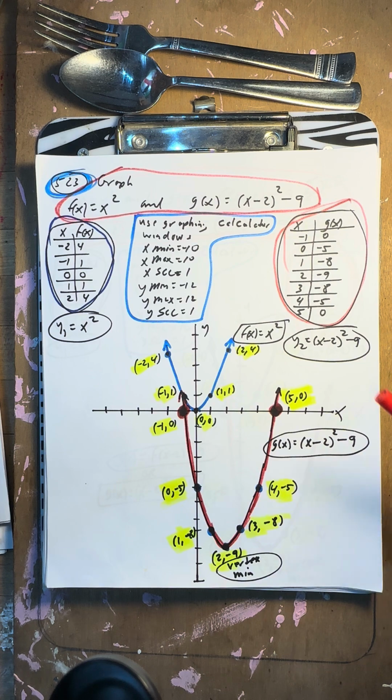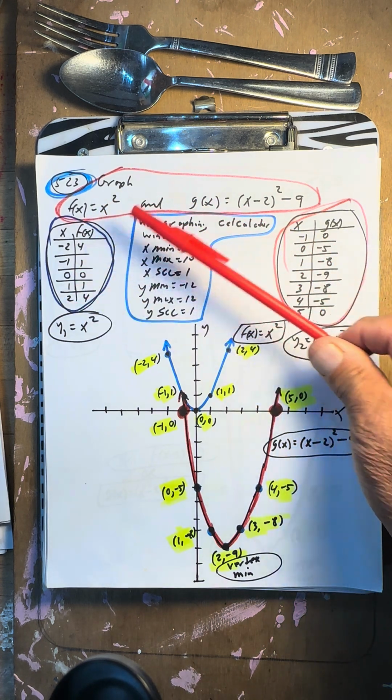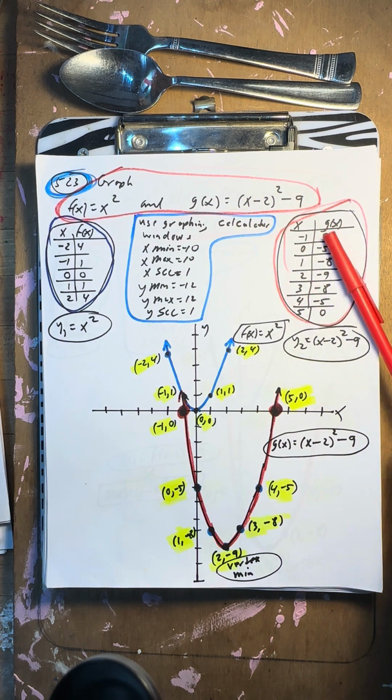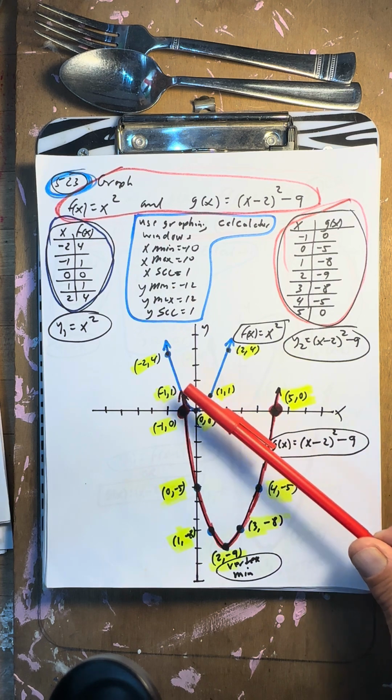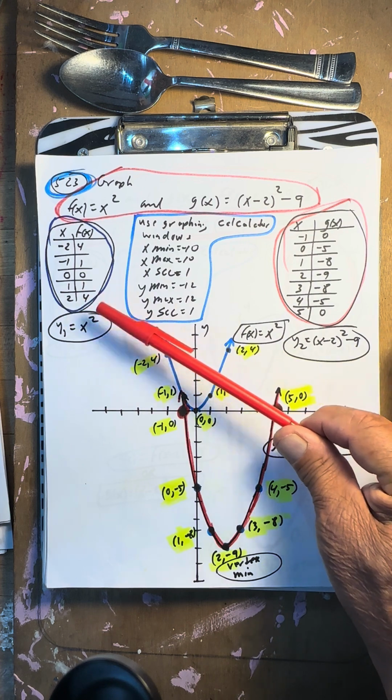Graph this. Okay, f of x equals x squared. Here are some points for that graph. g of x equals x minus 2 squared minus 9. These are points for that graph. Okay, the first one: 0, 0, negative 1, 1, 2, negative 2, 4. It's going to be this graph right here. This graph is that one.